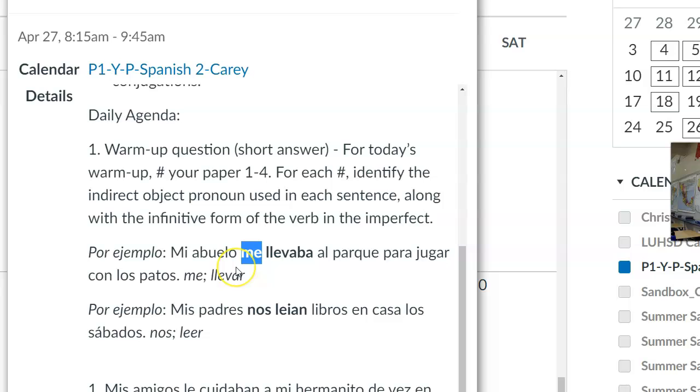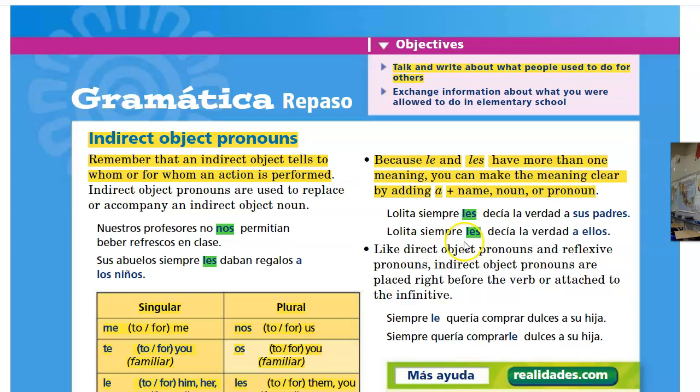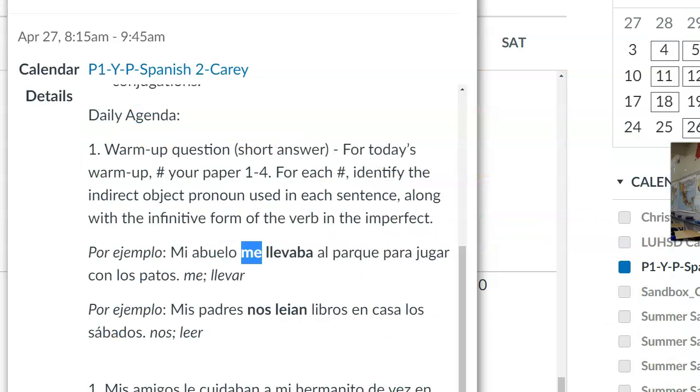Indirect object pronouns usually going to be before the conjugated verb, although we talked about last class how it could be attached to the infinitive when you have two verbs together. So the verb to want, quería, so the verb to buy, comprar. When you have two verbs together, it could be attached. It being the indirect object pronoun could be attached to the infinitive, but usually it comes at the beginning, before the verb. So me is the indirect object pronoun in that example, and then this right here is the verb llevar. And I know it's an AR verb because the aba, regular AR ending.